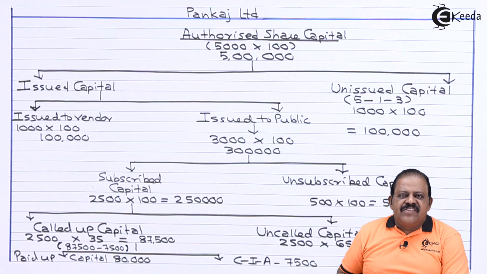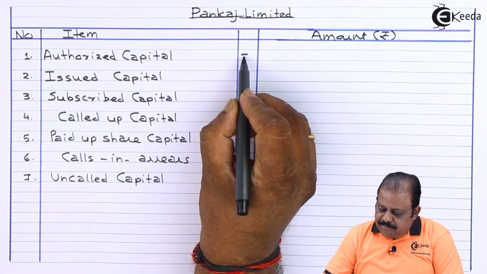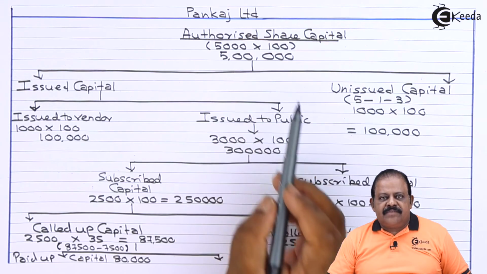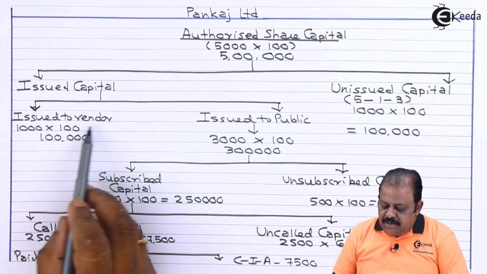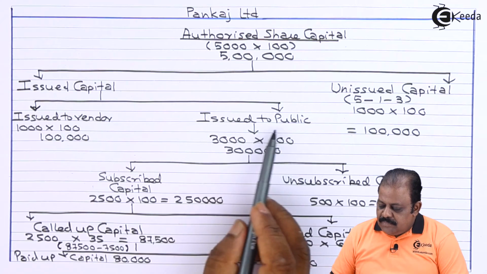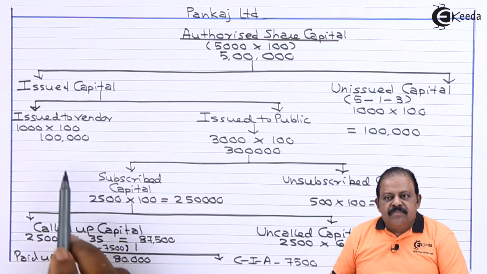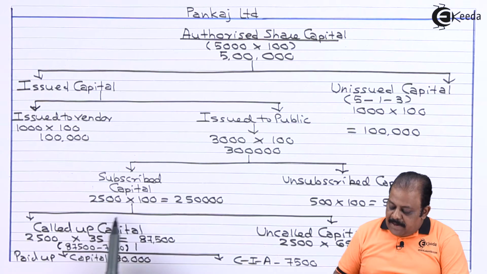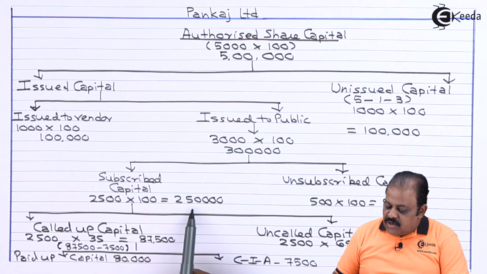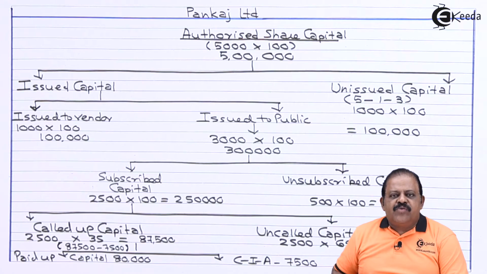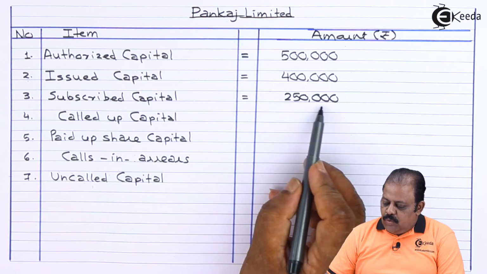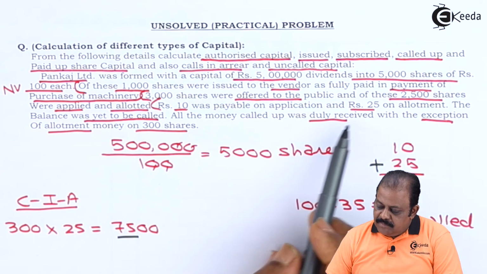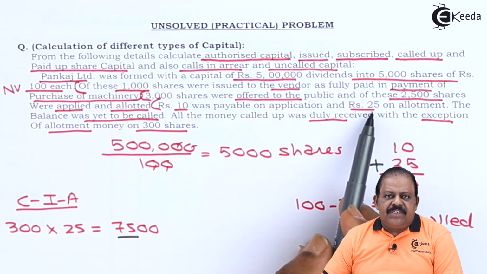Let us put this in answer. Authorized capital, here we have amount. Authorized share capital 5 lakhs. Issued capital, issued to vendors 1 lakh, issued to public 3 lakhs. 1 lakh plus 3 lakhs, 4 lakhs. Next, subscribed capital 2,500 shares of 100 each, 2,50,000. Subscribed capital 2,50,000. Amount on application payable 10 rupees and on allotment 25 rupees.